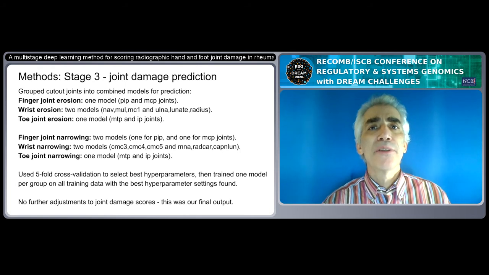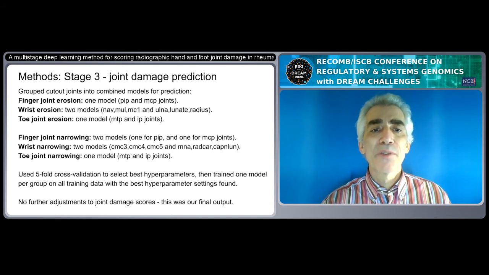Finally, to do the joint damage prediction, we grouped joints as shown, and we trained a model for each group. And this training process was harder, so we had to use some cross-validation to select the best hyperparameters. And then, as we said before, we didn't make any further adjustments to the joint damage score. That was our final output.